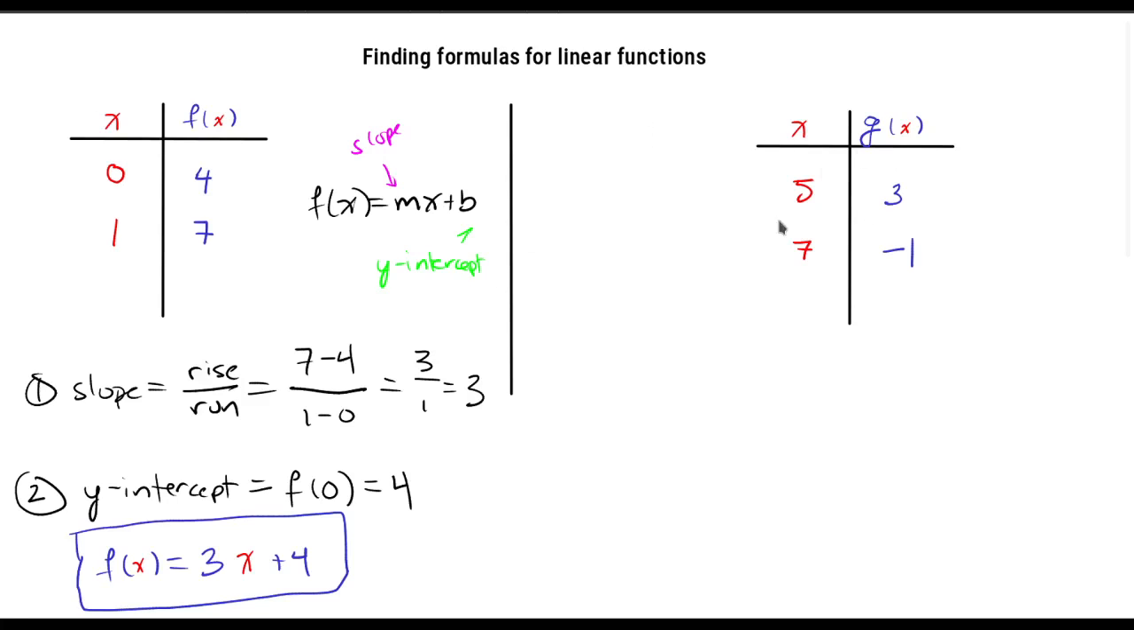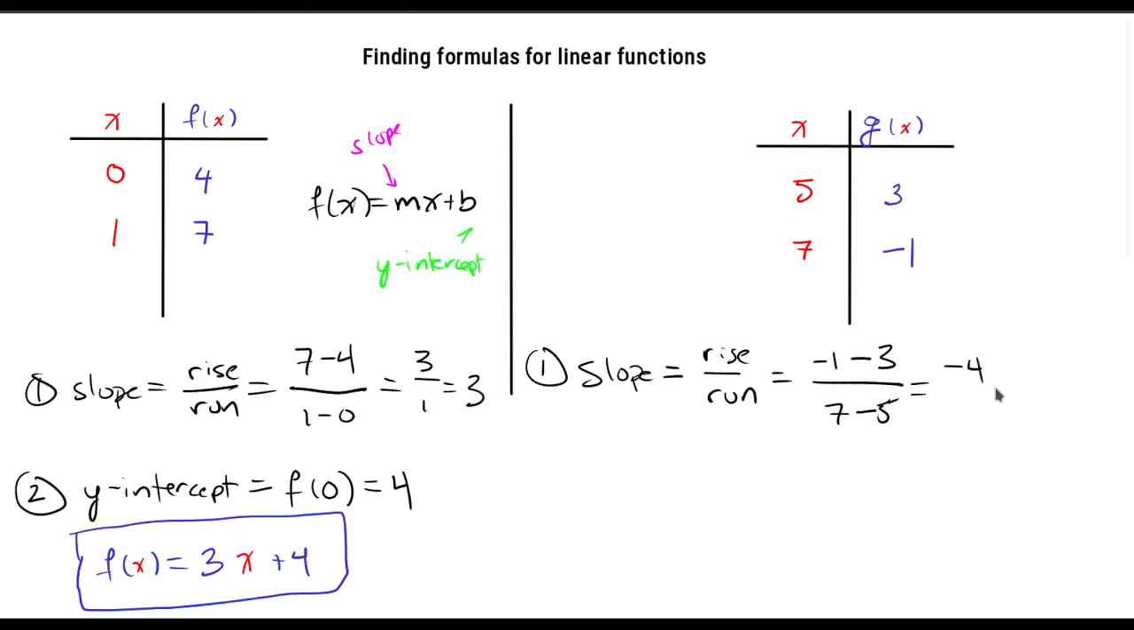Let's try a more interesting example. So let's look at this table for the other function g of x. So this one's going to be a little bit more interesting, but the same principles apply. So we start with the slope. So change in y over change in x. So the change in the y values, we're going from 3 down to -1. And change in x, going from 5 up to 7.